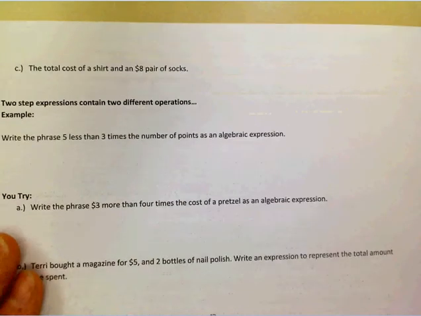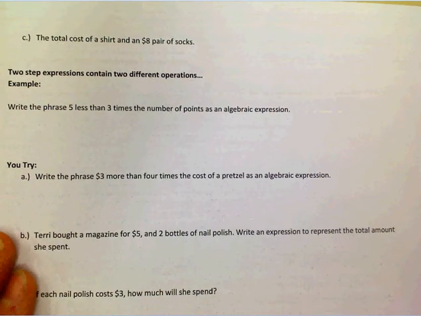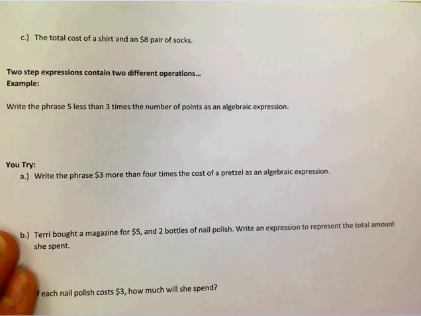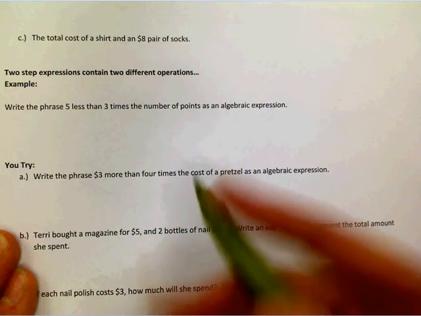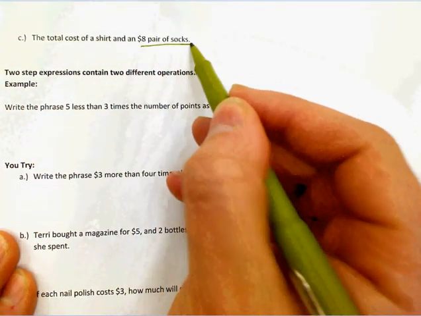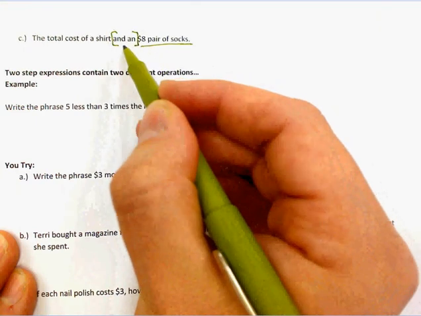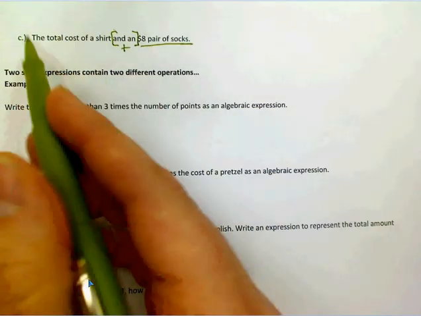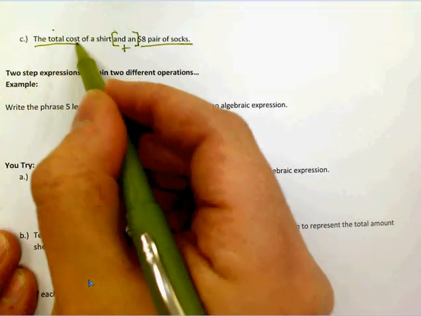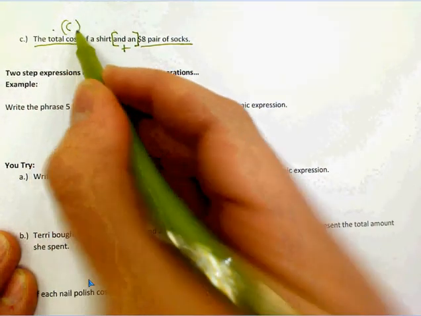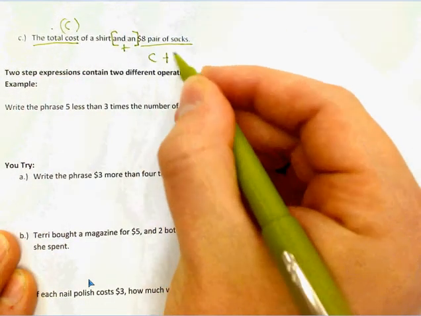On the top here, the total cost of a shirt and an $8 pair of socks. I don't know what the shirt costs, but I know the socks cost $8. And tells me it's included in there, so it's an addition. And so I have my total cost, which I'm going to say is going to be C. So I have C plus 8.